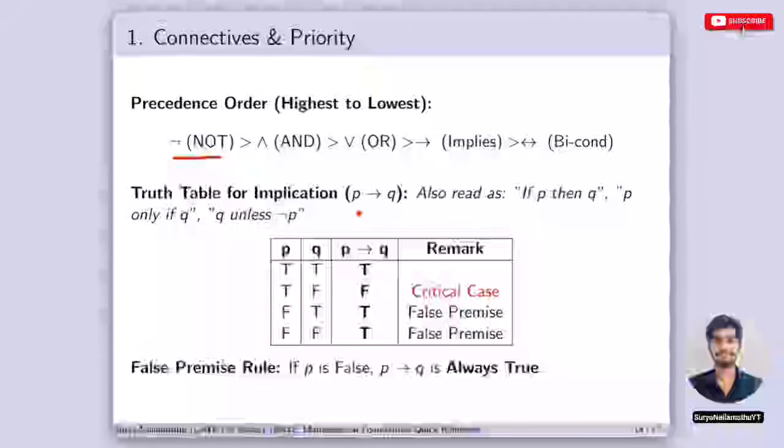So this is the truth table for the implication. So P, Q, and then P implies Q. If true implies true, it is true; true implies false, it is false. This is the critical case. The remaining cases, false and true, false and false, will be true. So this is the false premise rule: if P is false, then P implies Q is always true. Yes, if P becomes false, then the implication is definitely true. You need to remember this one.